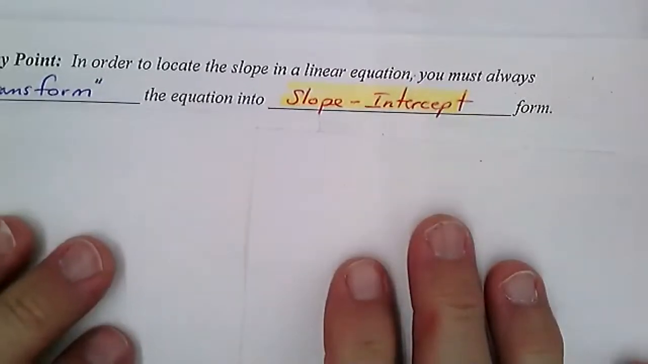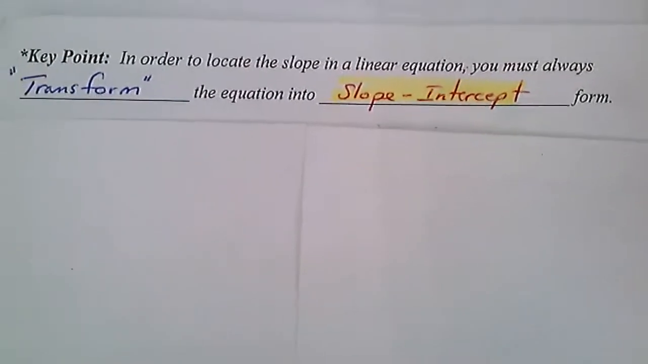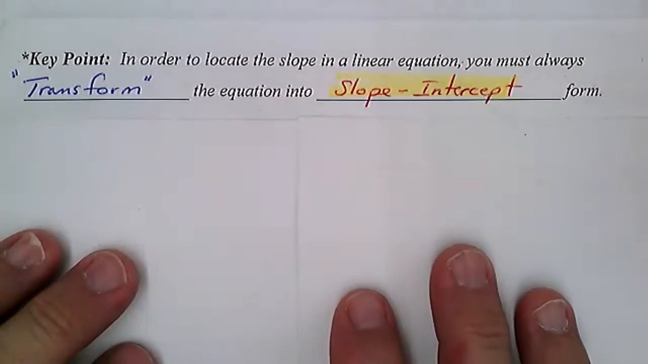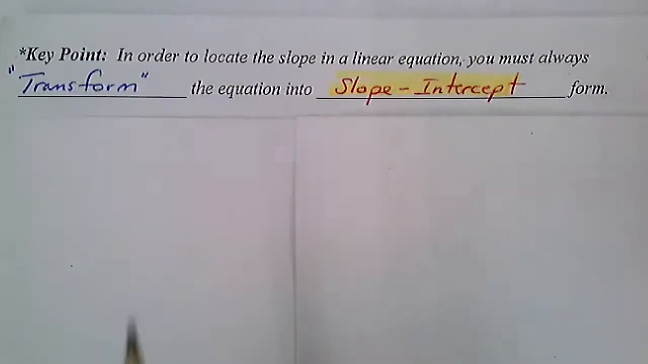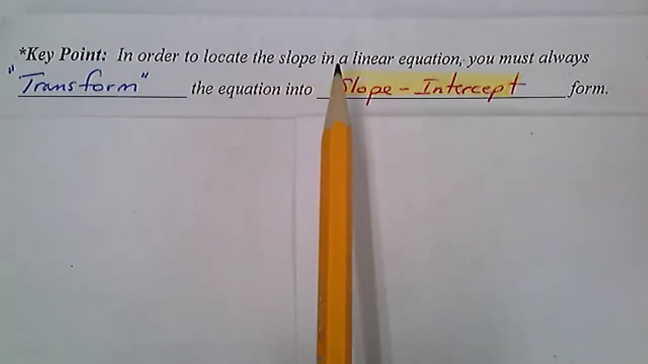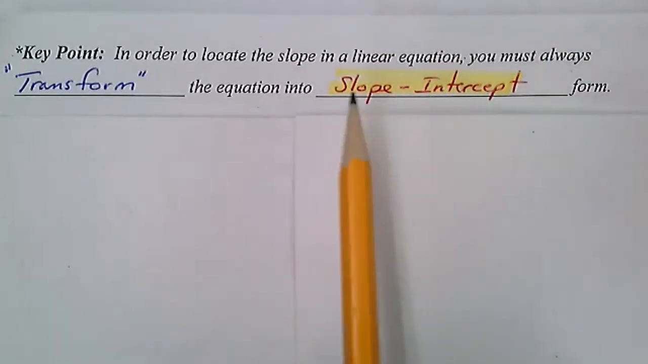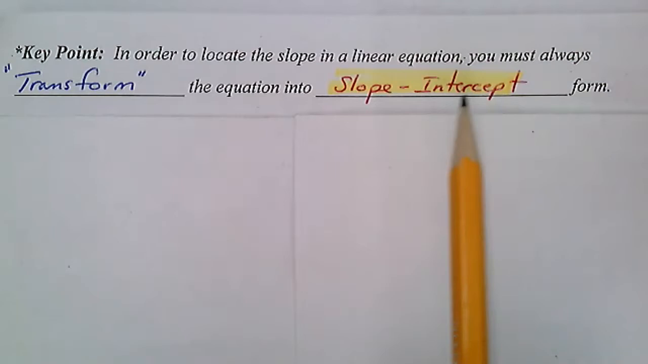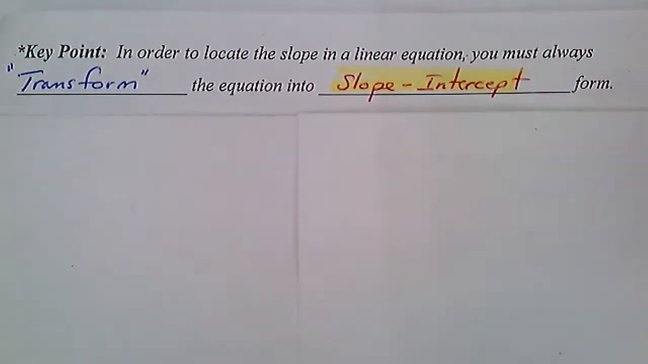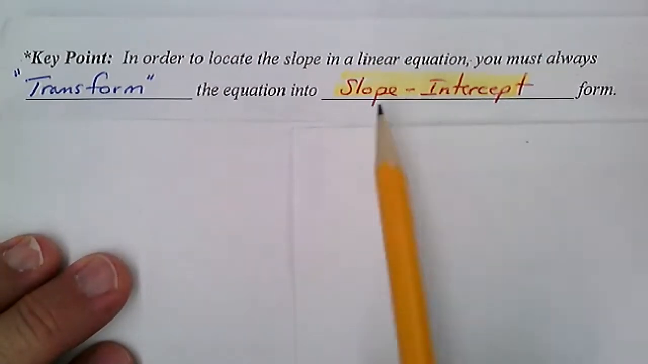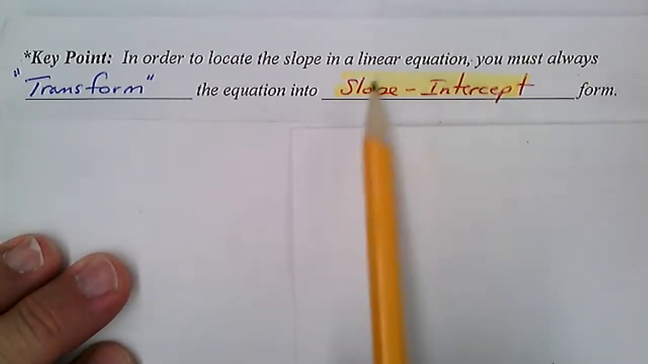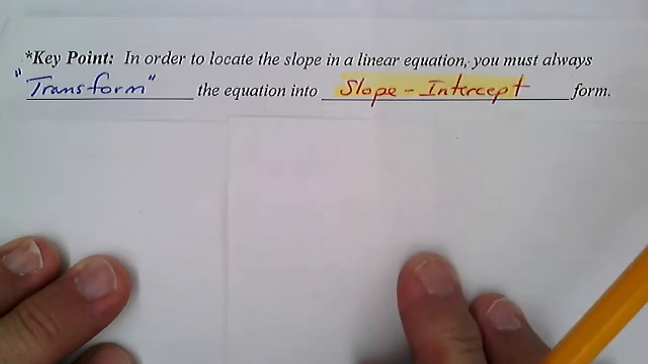Okay, now sometimes we are going to actually have to transform the linear equation. Okay, so in order to locate the slope in a linear equation, you must always transform the equation into slope-intercept form. So we've got to put it into this format. Okay, so just like Optimus Prime transforms, well, we need to transform our linear equation. We need to have it in slope-intercept form.